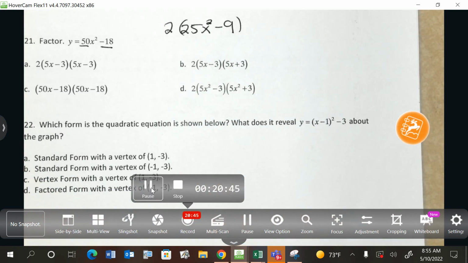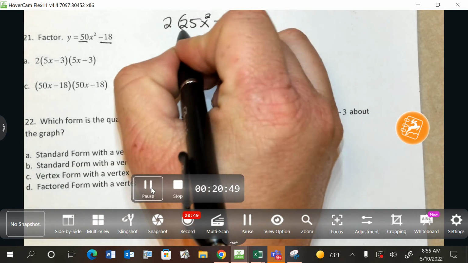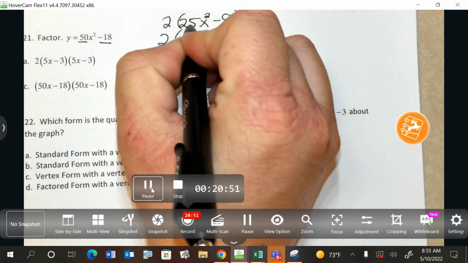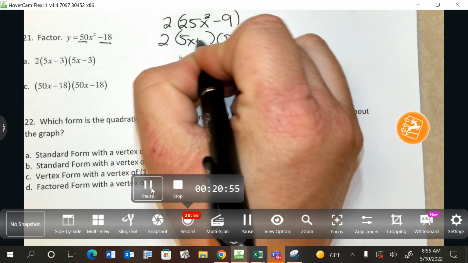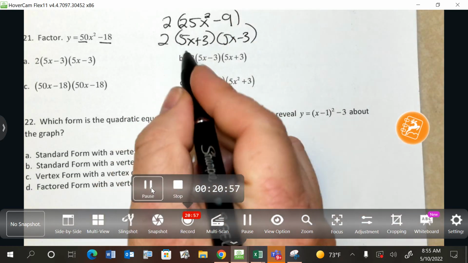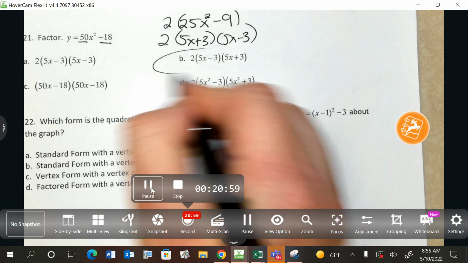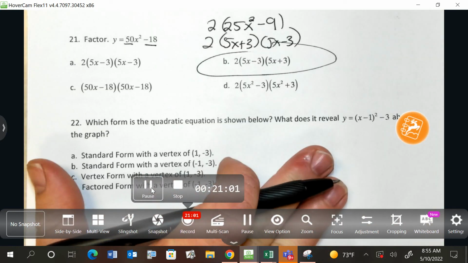So when you see 25 and 9, I will write these perfect squares on the board. This is going to break into two things. 25 breaks into 5 and 5, and 9 breaks into 3 and 3. So this is what I'm looking for, and the correct answer is option B.